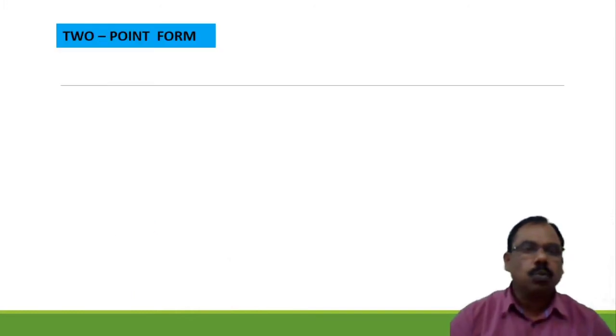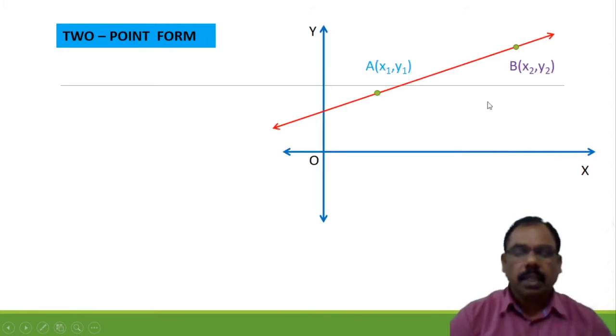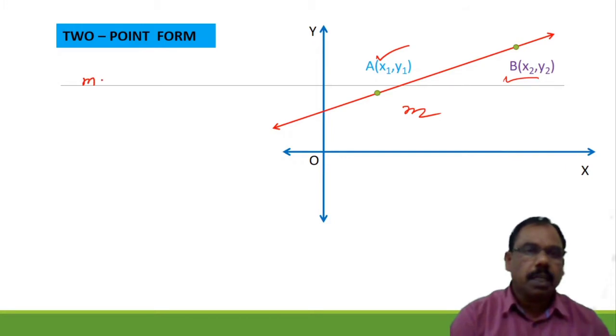The next is 2-point form. That means the line is passing through two given points. Let (x1, y1) and (x2, y2) be the given points. We assume that the slope of this line is equal to m. m is equal to (y2 minus y1) divided by (x2 minus x1).